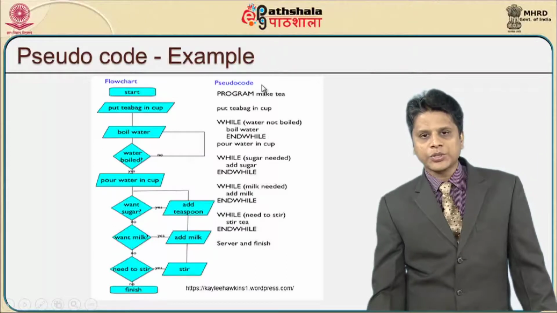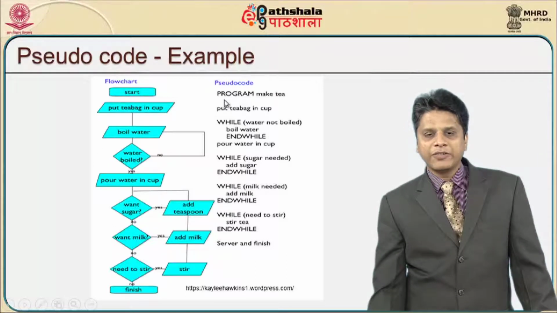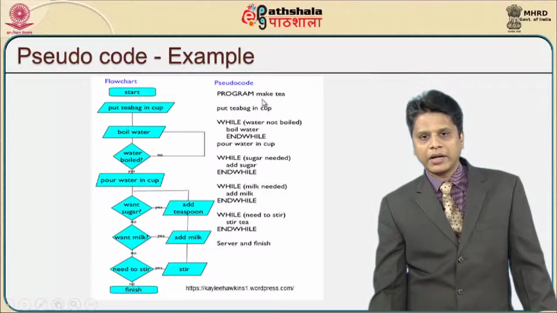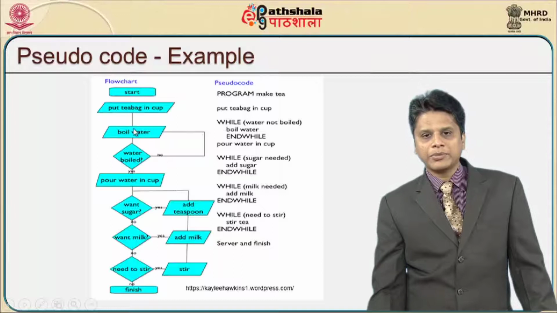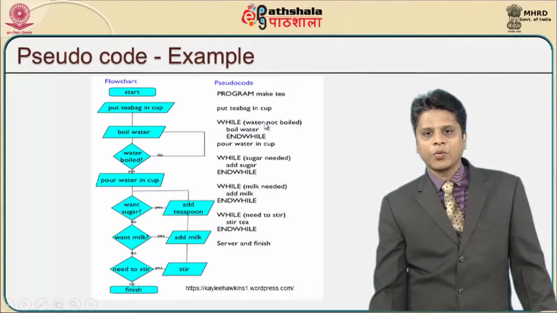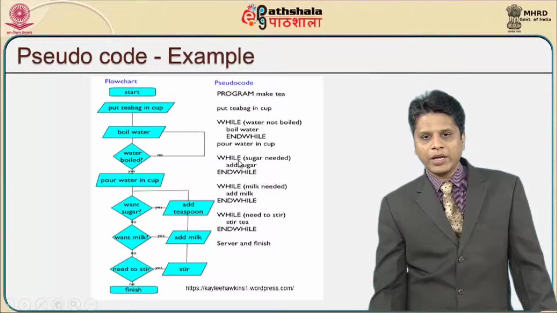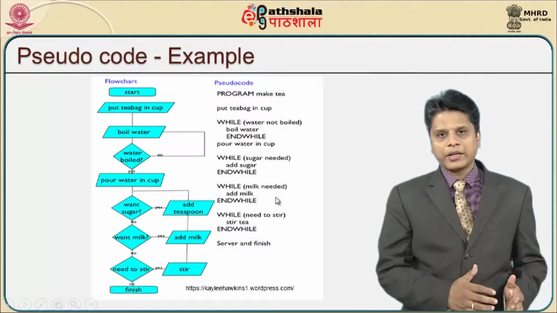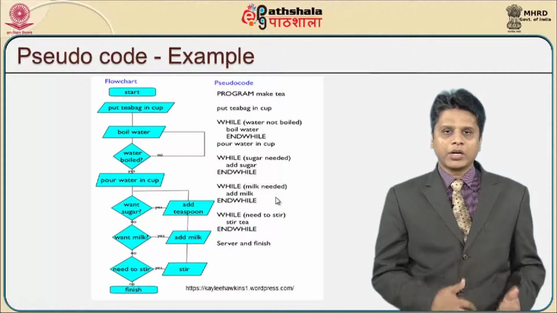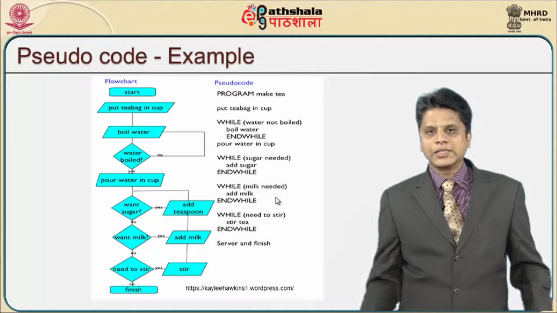Converting that into pseudocode will initially fetch me a program for making tea, where put tea bag in the cup becomes the first statement. Because this involves a lot of looping, I am just converting that into while statements. While water not boiled, then you try to boil the water, and while pour water in the cup, while sugar not needed, add sugar, and while milk not needed, add milk, and while not to stir, stir the tea, and finish the task. So this is how I translate all these simple things that I have noted down in diagrammatical format into pseudocode.